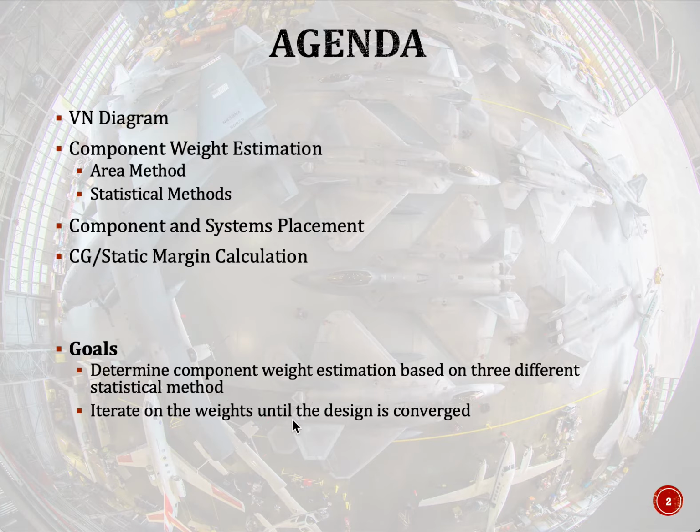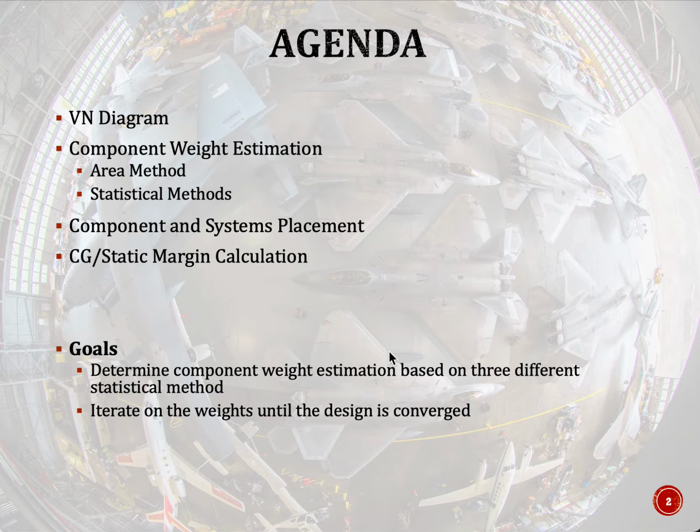So the goals of this exercise are pretty straightforward, right? We want to determine the component weight estimation based on 3 different statistical methods. Because of the variety of aircraft that are available, and because of the variety of methods to estimate the component weights, we cannot in good conscience just look at one method and go with that, mainly because the results that you get out of one method may not be completely accurate for the aircraft that you're designing. That's why it's always good to look at different statistical methods put forth by different authors, different engineers, different organizations like USAF, Cessna, things like that, right?